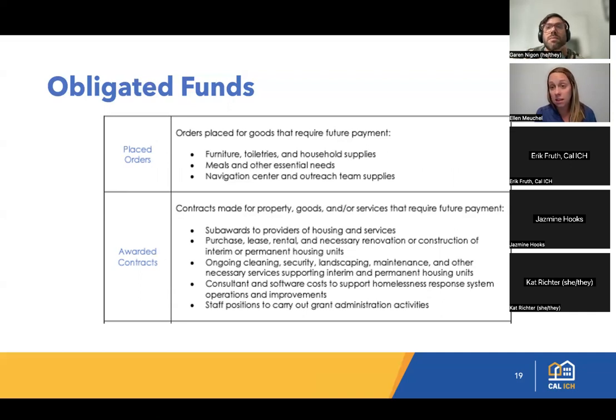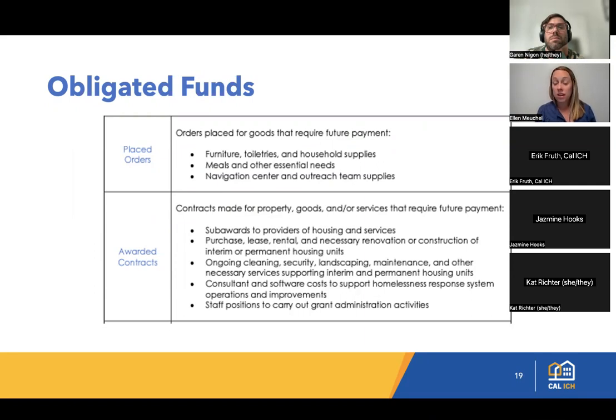Again, this does not mean that the cost has actually hit your books, that the funds are expended. These are simply plans or orders, costs that will be incurred in the future, and it shows that there is planning associated with the funding. Awarded contracts are the easiest way to track that funds are obligated. If a contract is executed, clearly there's a budget included, and all of those funds would be considered obligated.